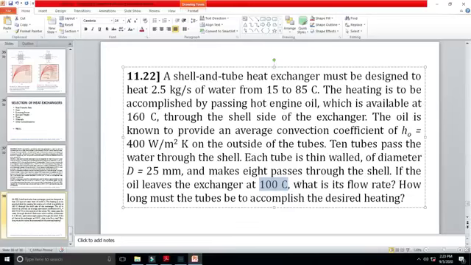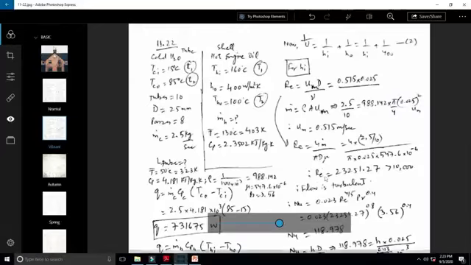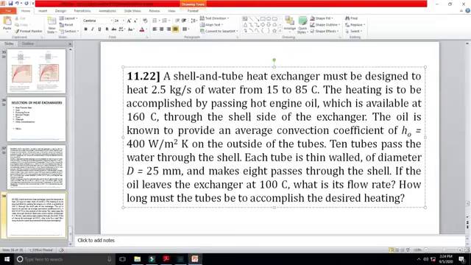So they are asking what is its flow rate, means what is the flow rate of the hot engine oil. So we need to find out the mass flow rate of the hot fluid, means m dot h. How long must the tubes be to accomplish the desired heating? So we need to find out the length of the tubes through which the water is flowing.